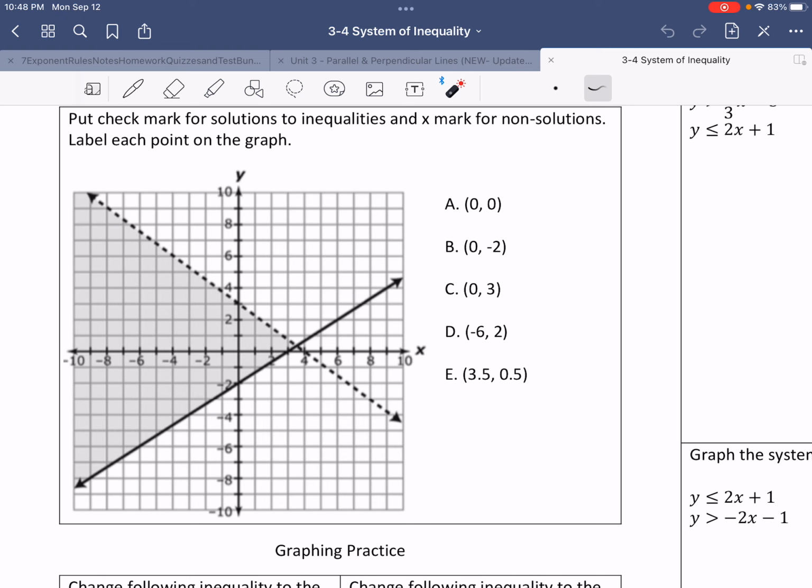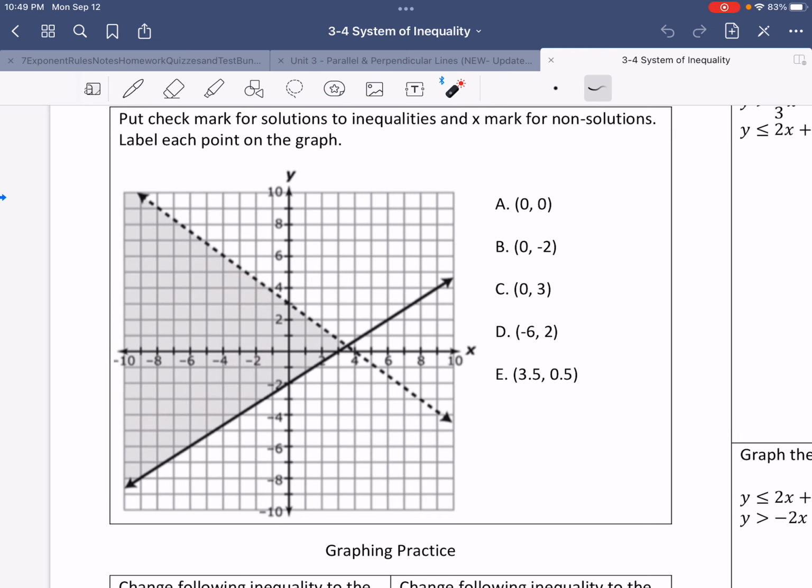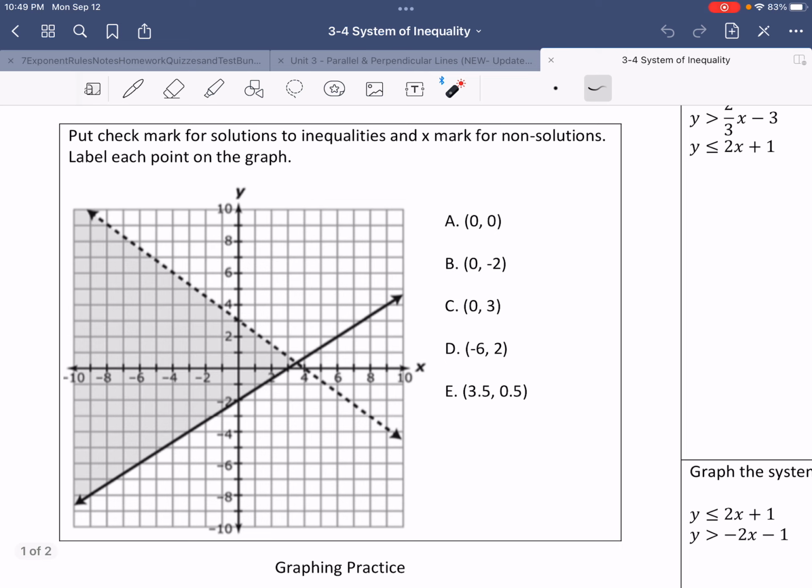So for the system of inequalities, just like inequalities, the solution is going to be any points inside this shaded area. Let's try to get a basic idea. 0 comma 0 is inside the shaded area, so that's a solution. 0 comma negative 2 is not in the shaded area, but it is on the solid line, right? Therefore this is a solution.